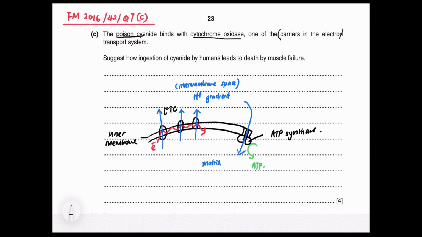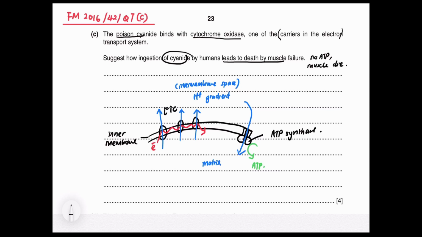Now let's relate the question to our understanding of oxidative phosphorylation. They ask how cyanide can lead to death of your muscle cell. We know that muscle cells constantly need a lot of ATP. So when there's no ATP, muscle will die. Let's see how cyanide can cause this.